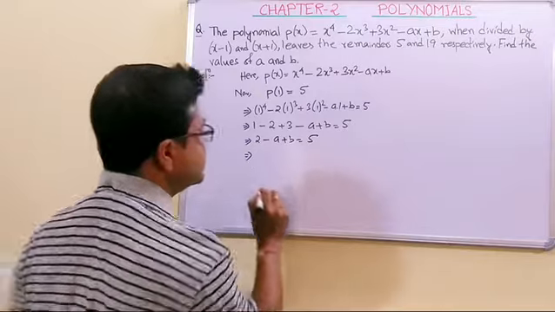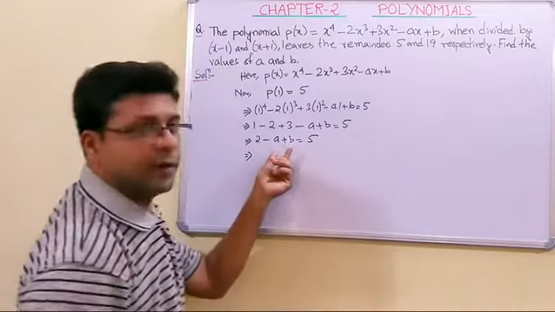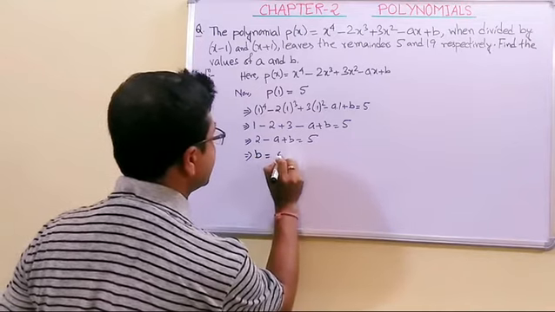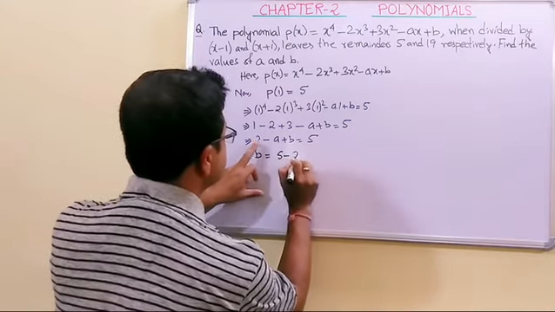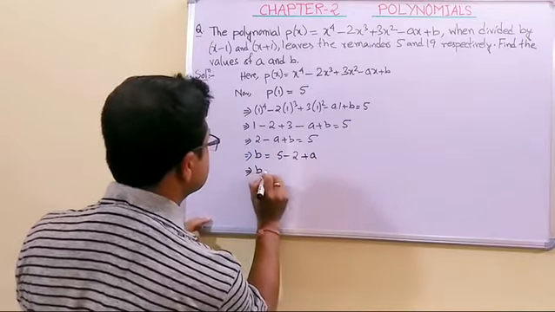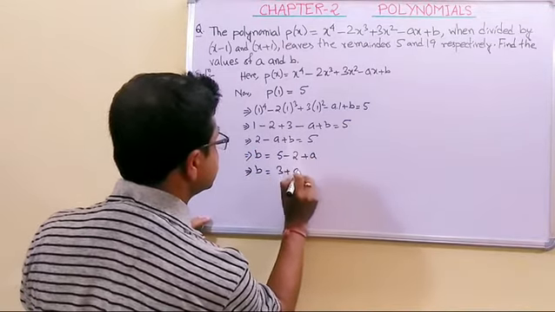So here what we do, as there are two unknown factors a and b, let us keep only one in the left hand side. So 5, this is minus 2, this will be plus a. Alright, so b is equal to 3 plus a.